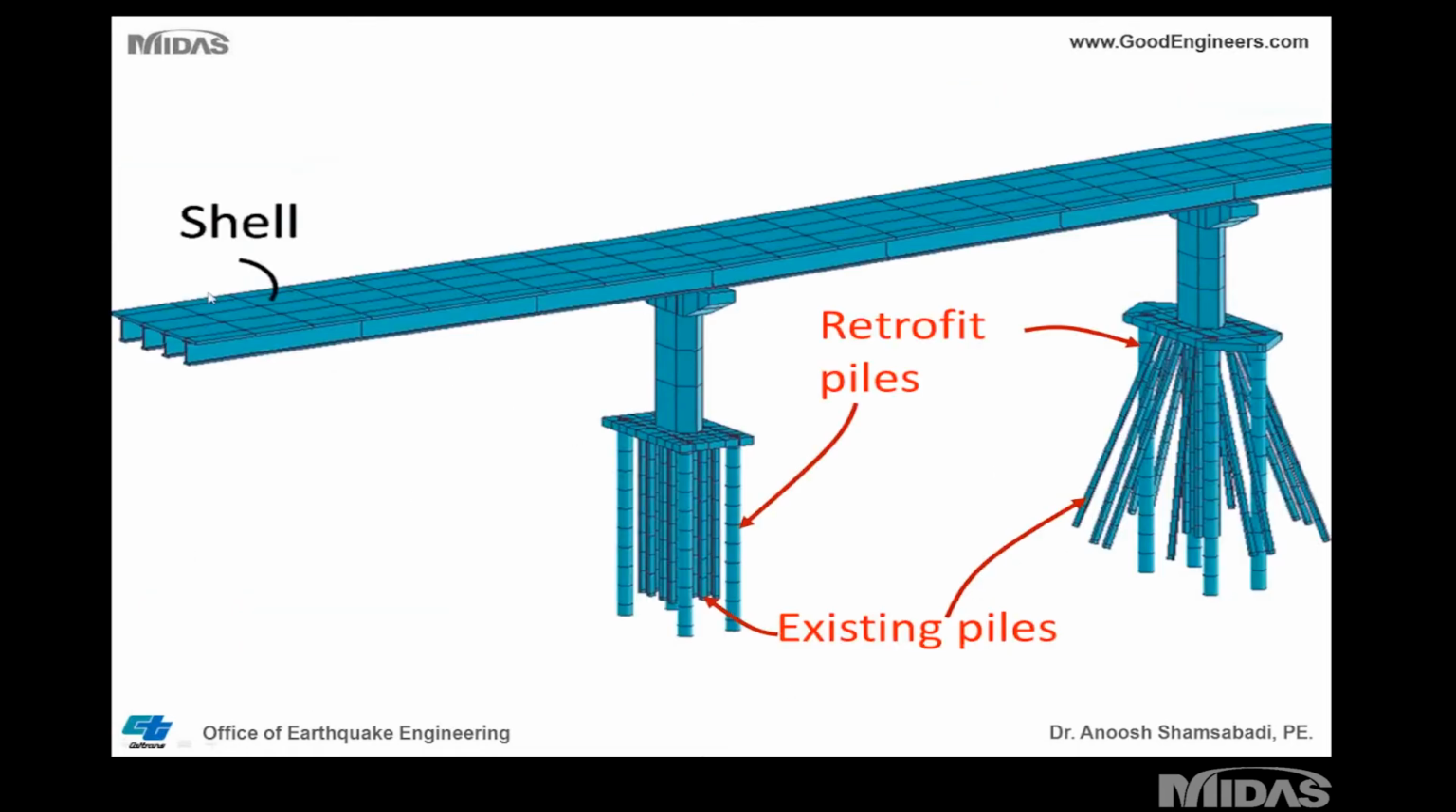Again, a closer shot of the existing pile versus the retrofit piles here. The superstructure is modeled with shell. That's another thing. I thought if I'm going to use shell for the superstructure, it's going to take forever to run the model, but I was very surprised that even with shell elements, and not just beam elements, for the superstructure, I was able to run the model very fast.